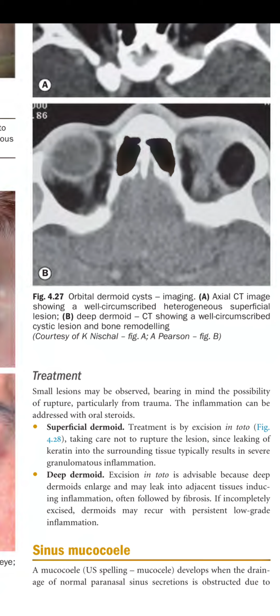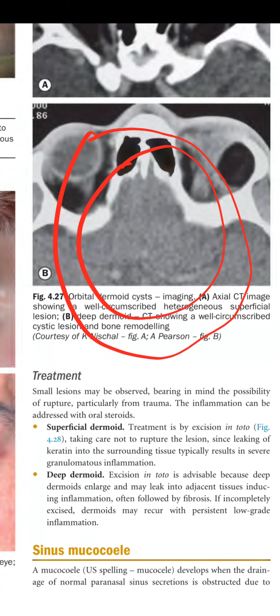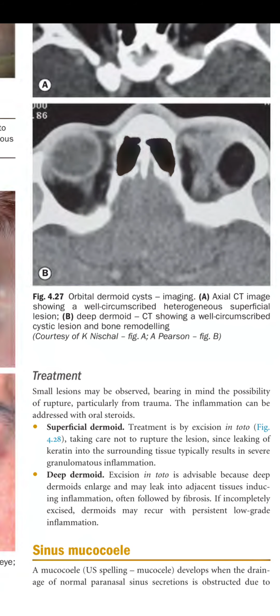So how will you treat the superficial dermoid and a deep dermoid? Superficial treatment is by excision in toto. In toto means that you excise the lesion without rupturing the dermoid itself, because if you rupture the dermoid, it can induce inflammation in the surrounding tissue, and it can cause severe inflammation afterward.